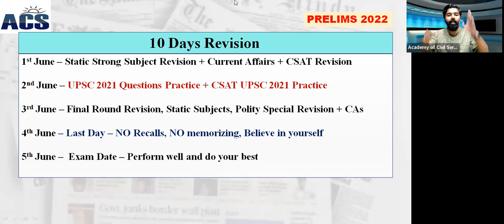On those days we will never try to recall or memorize anything, and we have to believe in ourselves. We have done 1.5 years of investment for this. We have studied 2 years for this. We have studied 3 years for this. Those who couldn't clear the previous prelims have been into this examination for more than 3, 4, 5 years. So this is the last day before the prelims examination, the 4th June.